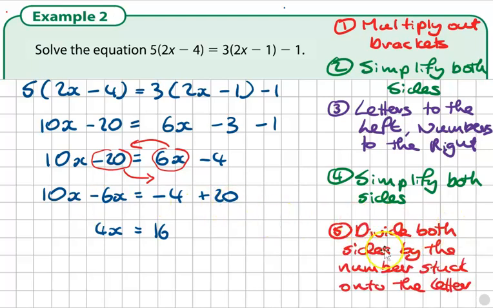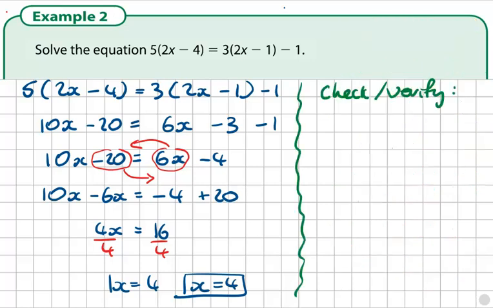Step 5, divide both sides by the number stuck onto the letter. So the number stuck onto the letter is 4, so dividing both sides by 4. 4 divided by 4 is 1, so we get 1x is equal to 16 divided by 4, which is 4. And 1x is the same thing as x. So x is equal to 4, so our solution is 4.